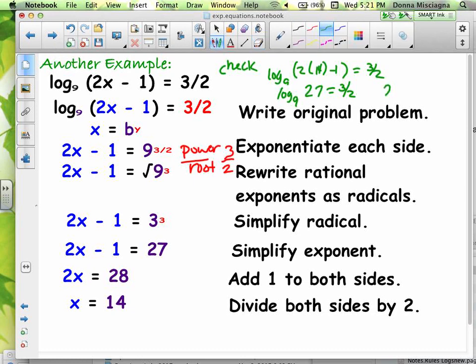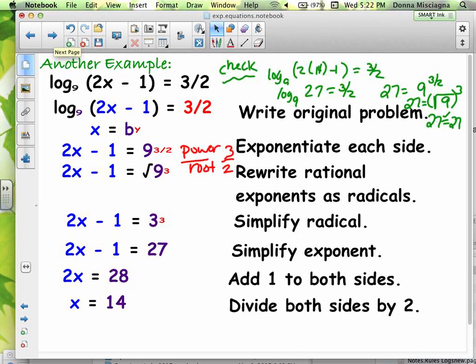Is 27 equal to 9 to the 3 halves power? I accidentally stuck it on the wrong number. All right, so our base is raised to the power, gives us an answer. If we rewrite this, it would be the square root of 9 cubed. And we just saw what that was, right? Square root of 9 is 3. 3 cubed is 27. Of course that checks out. But you can always check it out and make sure you didn't make a mistake. But it's not a required step because you're not going to get a false solution on these ones.